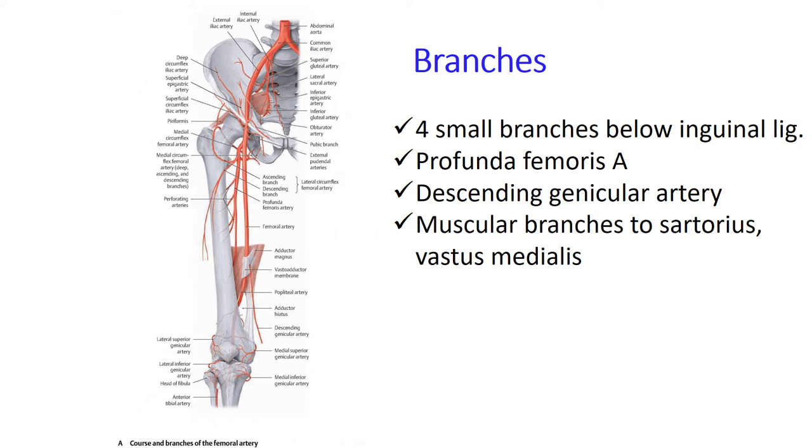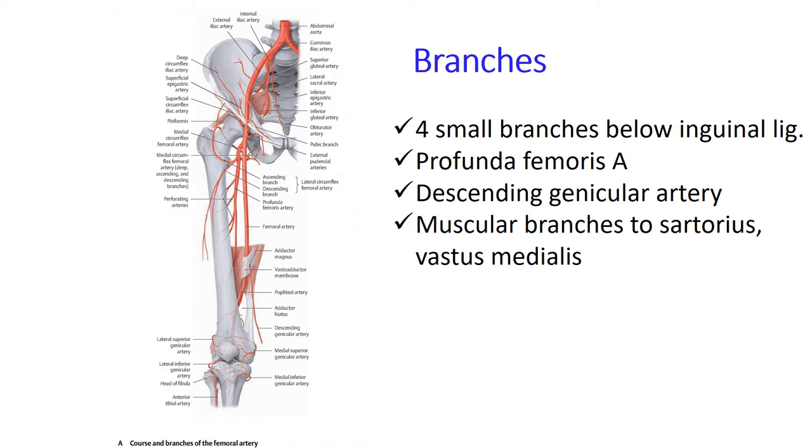Now the branches. It gives two sets of branches: a few smaller branches and a few deeper, larger branches. The smaller branches, we have already discussed: towards the epigastrium, the superficial epigastric; towards the flank, the superficial circumflex iliac; and two pudendal, one lying superficially and one deep. So the superficial and deep external pudendal arteries are the four smaller branches. The deeper or larger branches are the profunda femoris artery, then in the adductor portion the descending genicular artery, and a few muscular branches to sartorius and vastus medialis.